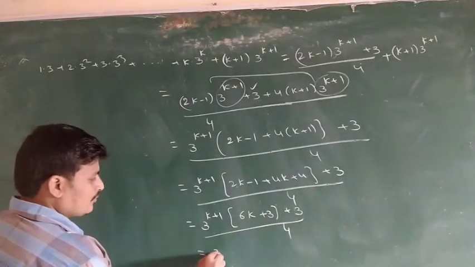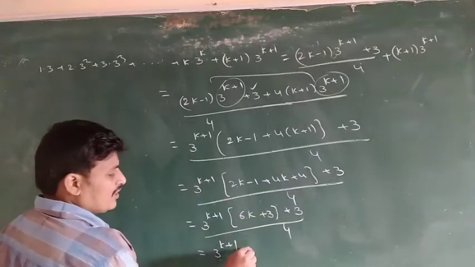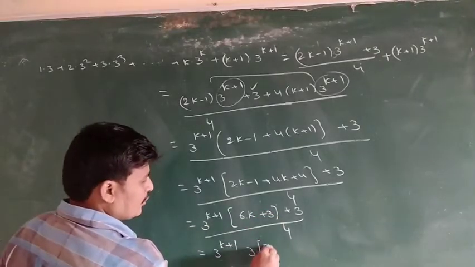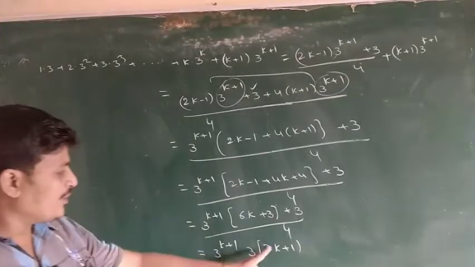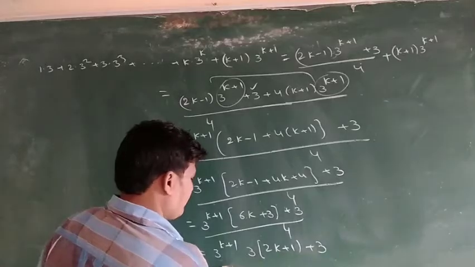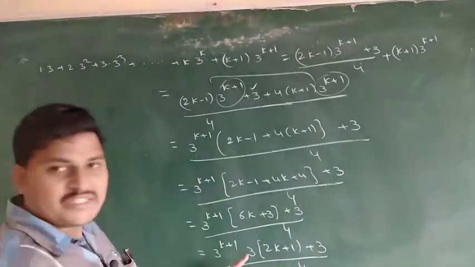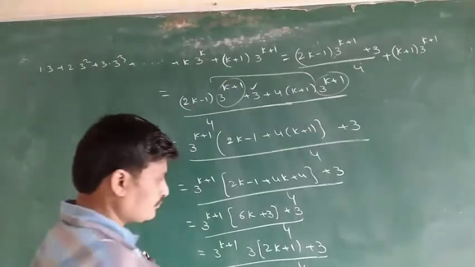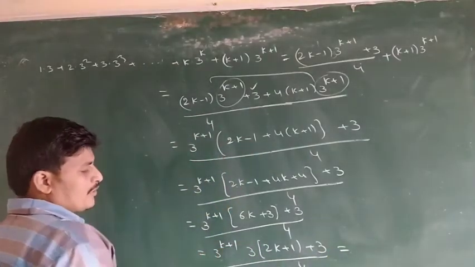So that is equal to 3 power k plus 1 times 6k plus 3, take 3 common, 3 times 2k plus 1, plus 3 by 4. Okay, common 3. Understand? So that is equal to 3 power k plus 1.